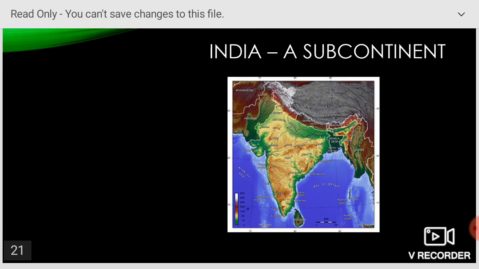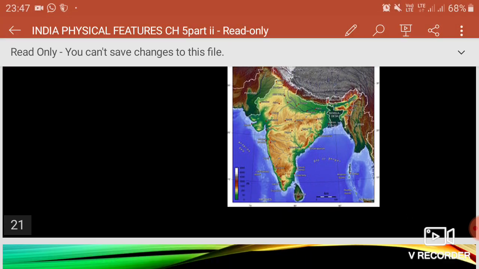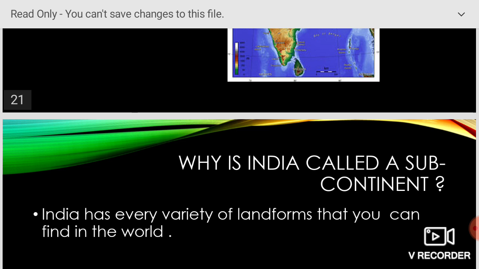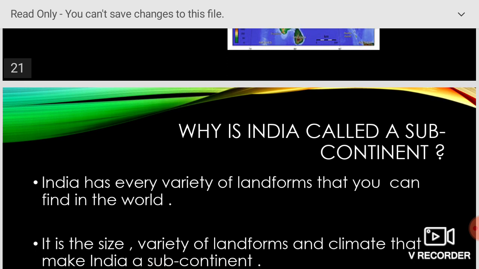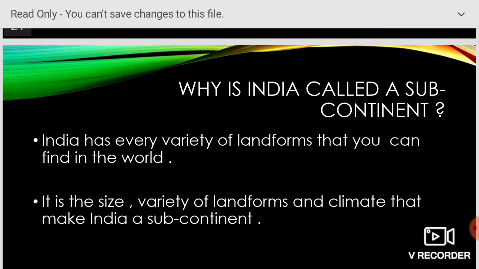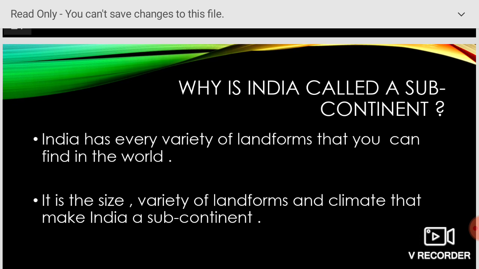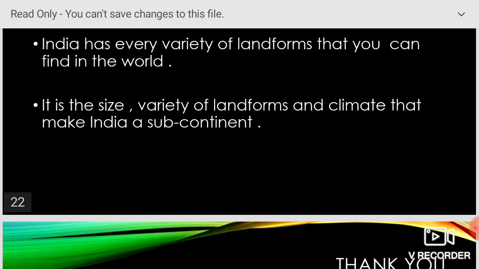India, a subcontinent. Why is India called a subcontinent? India has every variety of landforms that you can find in the world. It is the size, variety of landforms and climate that make India a subcontinent.